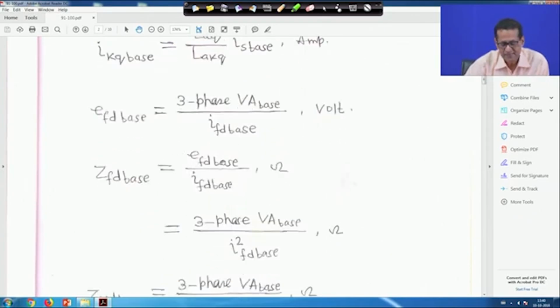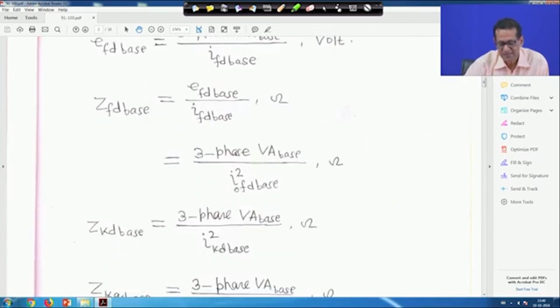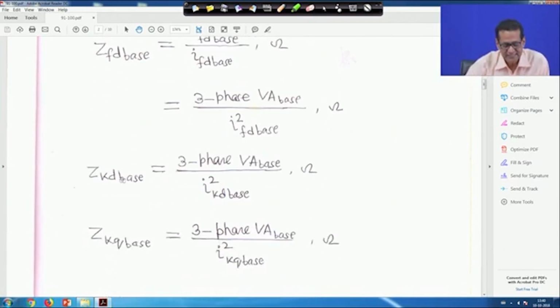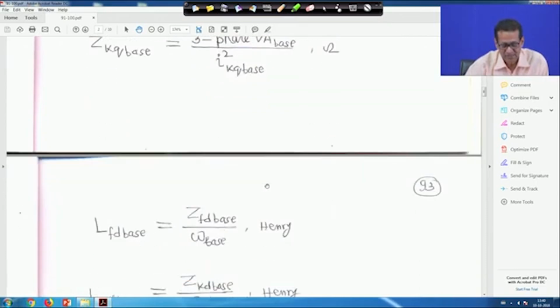ZFD base is equal to EFD base upon IFD base, in ohm, which is equal to 3 phase volt ampere base divided by IFD base squared. So this is a summary. ZKD base is equal to 3 phase volt ampere base upon IKD base squared, in ohm. ZKQ base is equal to 3 phase volt ampere base upon IKQ base squared, in ohm.